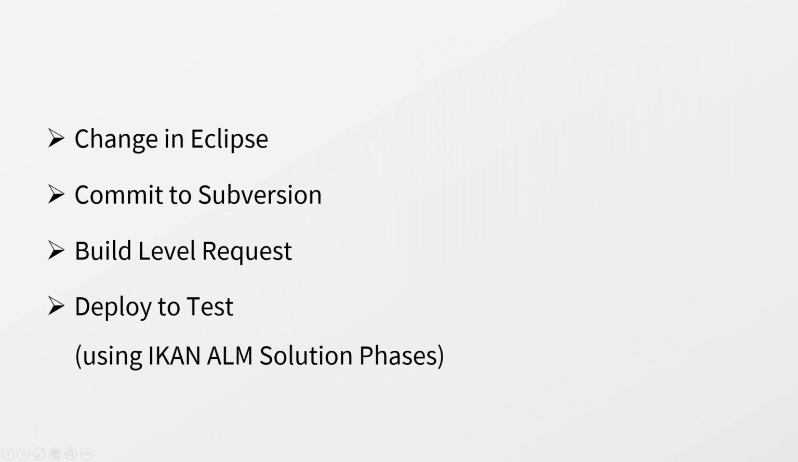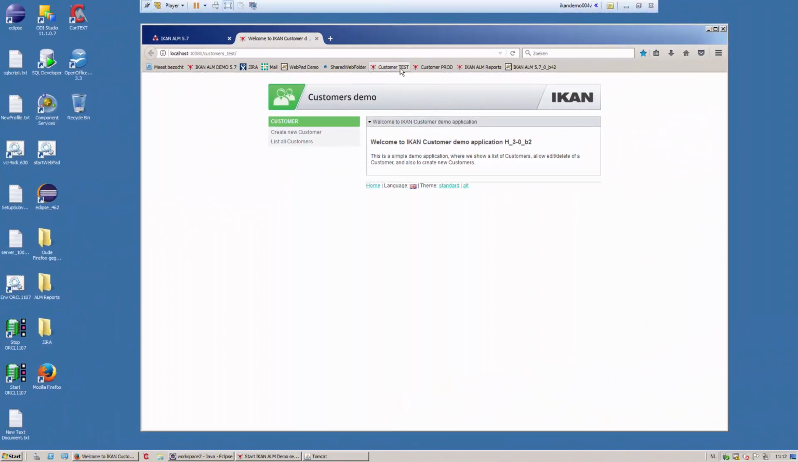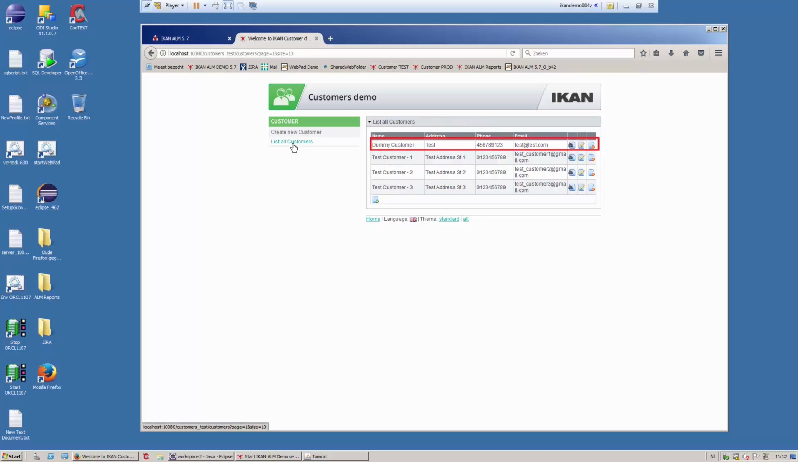What we will do in the next part of this video is make a change to the application in Eclipse and commit it to Subversion, start a build level request in IKAN ALM to retrieve the modified objects, and deploy the modifications to the test environment using two specific solution phases. Let's first show the initial situation. This is the Customers Demo application. Its database contains a list of customers. Some of those customers are dummy ones used for test purposes.